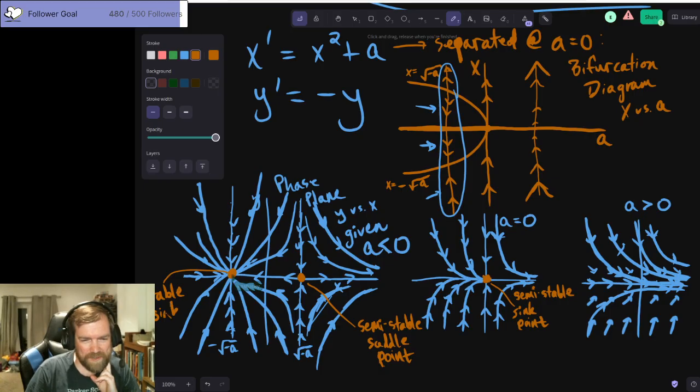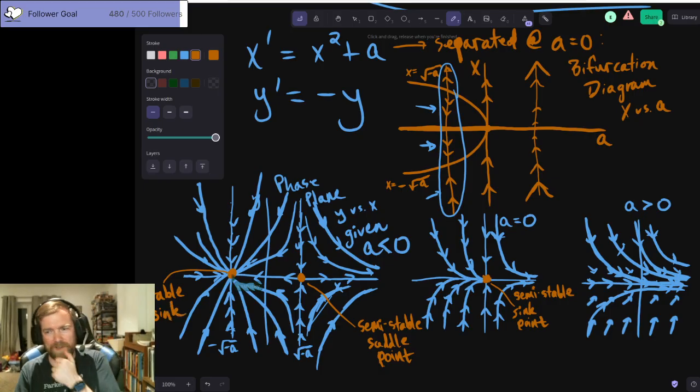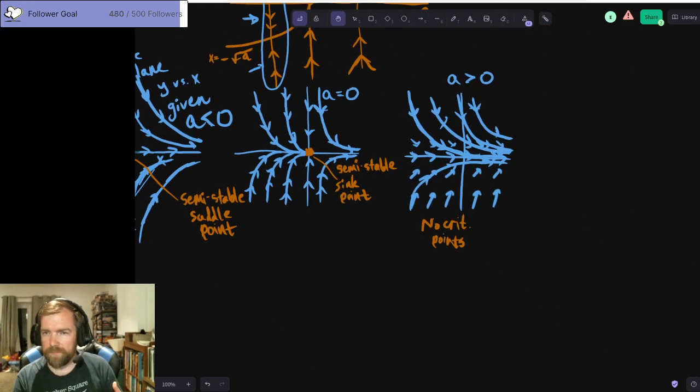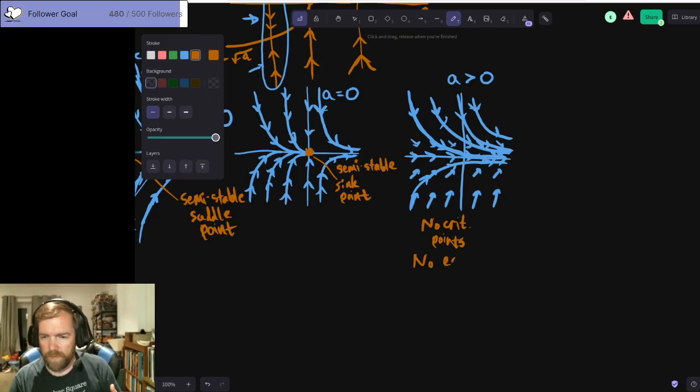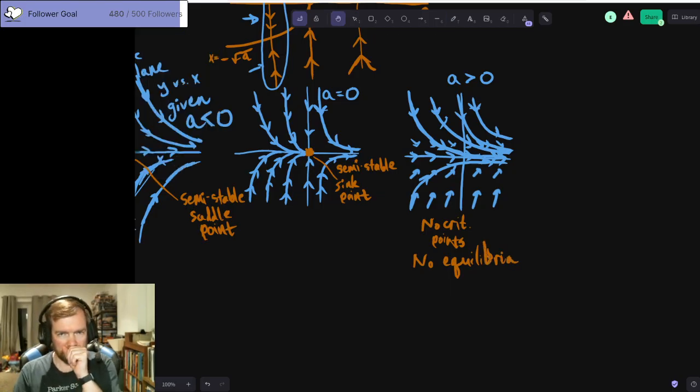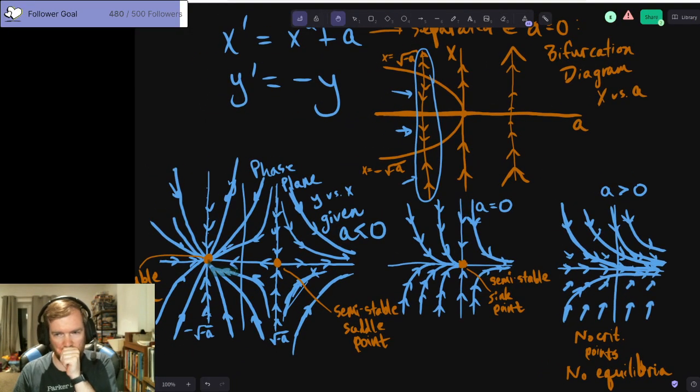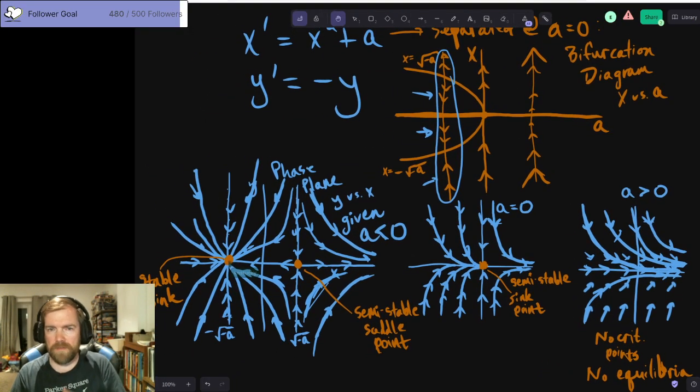And here, yes, stable sink. And for a greater than 0, we had no individual critical points. I believe that was the case, yeah? Right. And therefore no equilibria to speak of. All right. Thoughts on this?